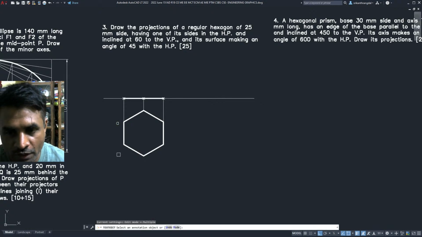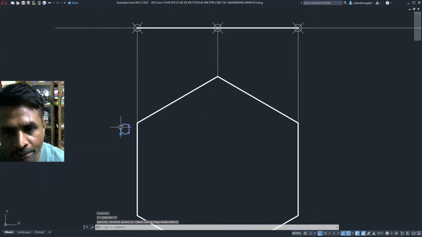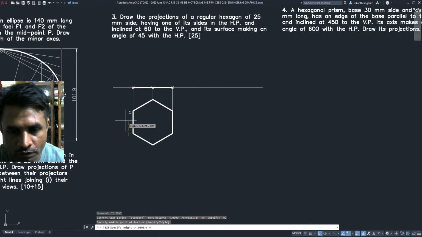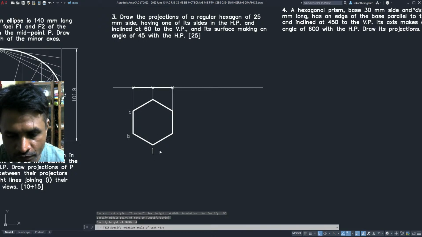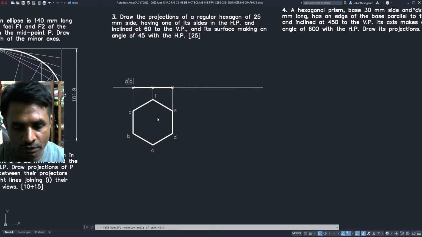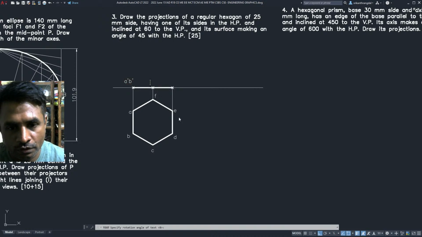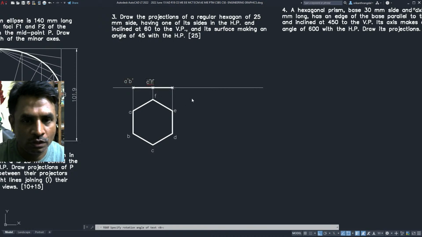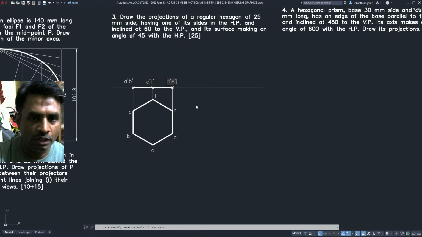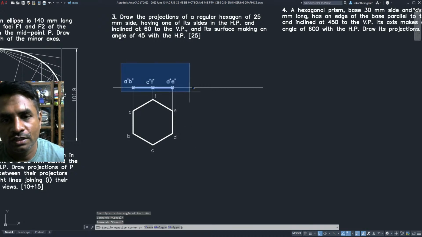So let me start with A. Then I have C, then we have B, then we have E. Now we're coming to the front projections of this. It's going to be A dash and B dash. Here this is going to be C dash and F dash. And here this is going to be D dash and E dash. Fine. So this here is our front view.